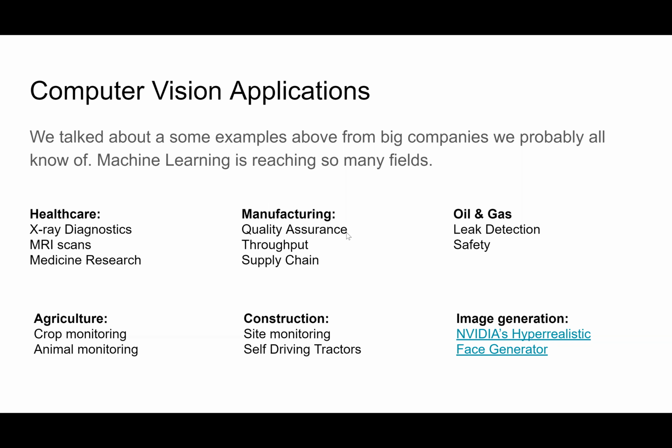So you can use it for quality assurance, throughput, supply chain, oil and gas industry, leak detection and safety. Agriculture is a big one. You can do like crop monitoring and animal monitoring. Construction's a big one for safety right now too. Like monitoring the site. Are people wearing all their protective gear? I saw a company working on self-driving tractors. I thought that sounded really cool.